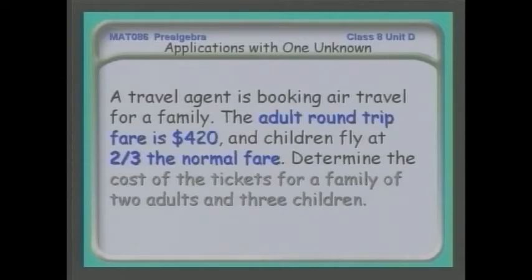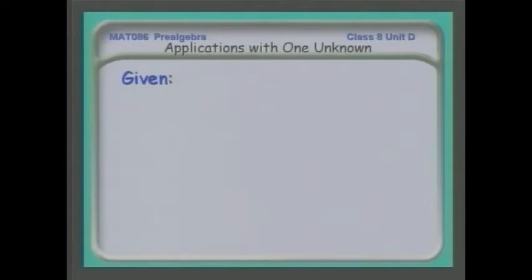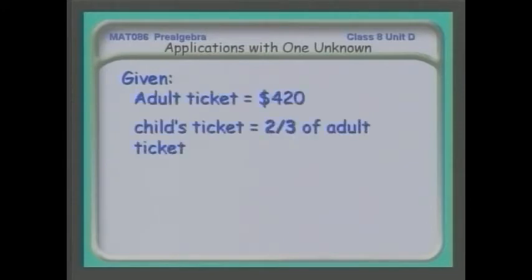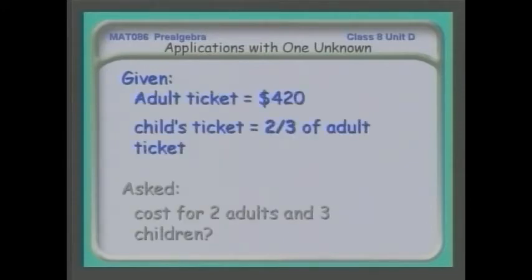First, here's what we're given. The round-trip fare is $420. The children pay 2/3 of the normal fare, and we want the cost for a family of 2 adults and 3 children. So in a sense, we're also given that there are 2 adults and 3 children. It was phrased as part of the question. We have an adult ticket and the child's ticket, and we're asked for the cost of 2 adults and 3 children at 2/3 of the normal fare.